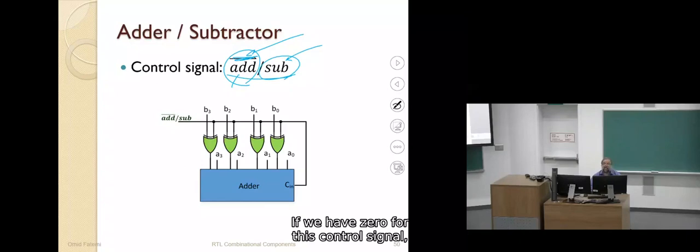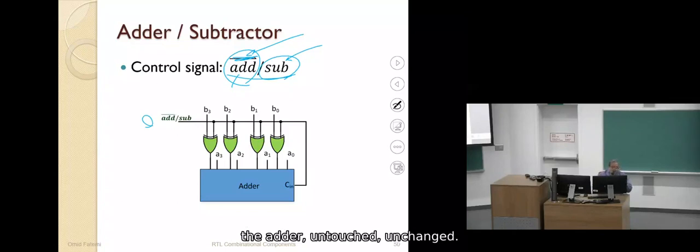If we have 0 for this control signal, so I put 0 for this signal, what I would expect is that A and B come to the adder untouched, unchanged, and also 0 goes to carry in. So you look at here, 0 comes here, 0 is here, 0, 0, 0.